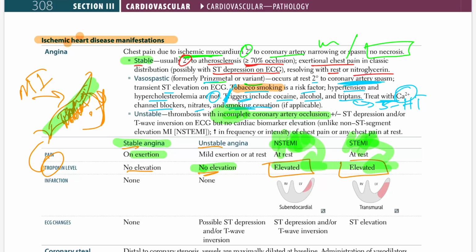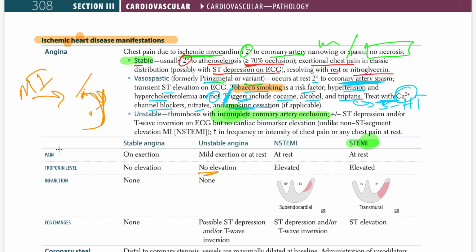We skipped the pain, so let's just go back to the pain here. Pain is on exertion with stable angina. With unstable angina, you will have pain with mild exertion or even at rest, just think about pain at rest. And STEMI, again, pain at rest. Okay. Troponin levels, we talked about it. Infarction now. You will not see any infarction in stable or unstable, but you will see infarction in your NSTEMI and STEMI.